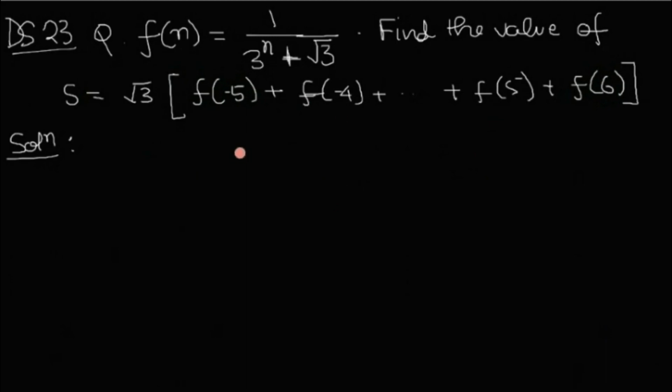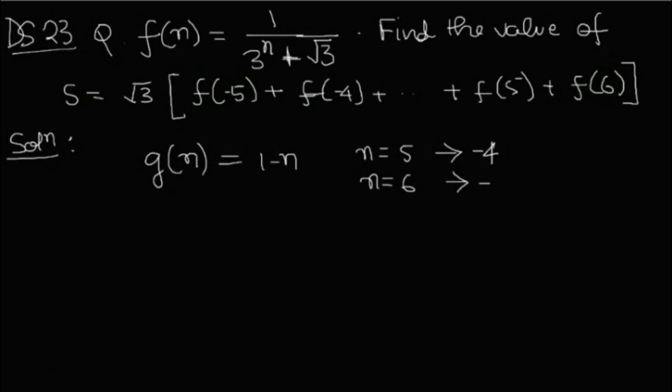If I take a function, so on one end it's minus 5 and on the other end there is 6, and there is some kind of a shifting by 1 to the left. What I mean to say is, if I take a function g of n, which is like 1 minus n, and if you put n equals to 5, you will get a value of minus 4.